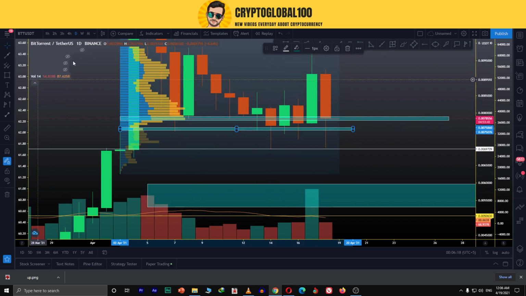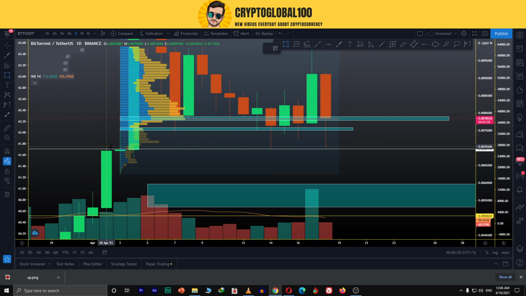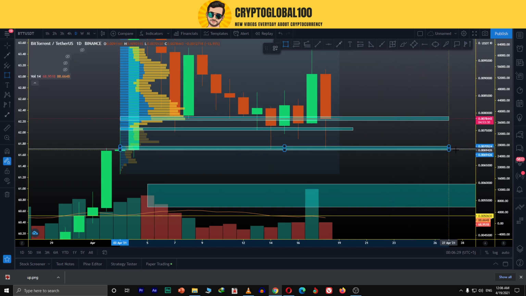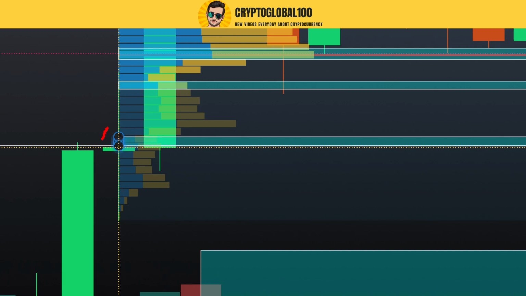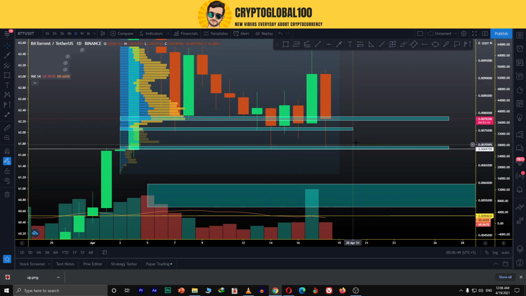Got my point? If we move a bit to this support area, you see this support area needs a lot of volume, and at this support area there is very little volume as well. This is the support we have, and in order to break this level, we need good volume. So there are two confirmations. I'm talking about this grayed area, with very little volume.